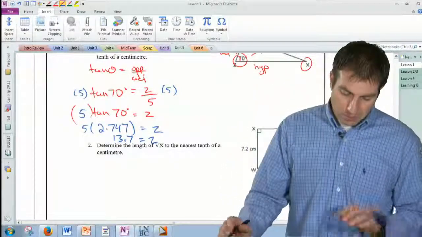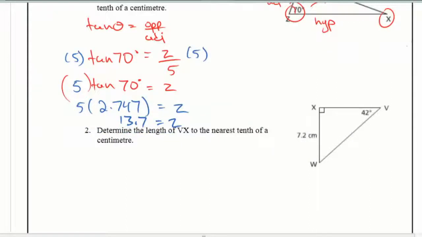Another triangle here. Determine the length of VX, which is this side, to the nearest tenth of a centimeter. All right, so I have my longest side as my hypotenuse. The angle here, so this is my opposite side. This is my adjacent side. So we do the same thing.